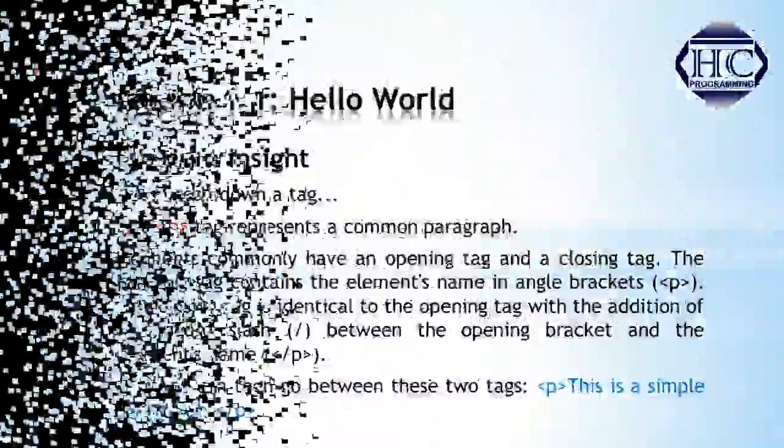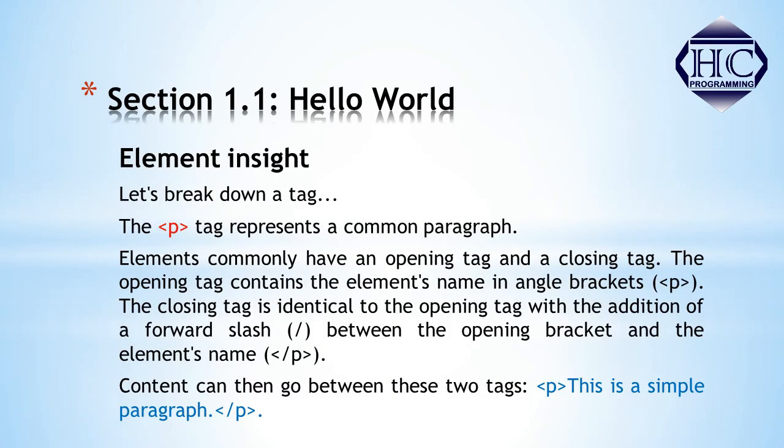Element insight. Let's break down a tag. The P tag represents a common paragraph. Elements commonly have an opening tag and a closing tag. The opening tag contains the element's name in angle brackets, <p>. The closing tag is identical to the opening tag with the addition of a forward slash between the opening bracket and the element's name, </p>. Content can then go between these two tags: <p>This is a simple paragraph.</p>.